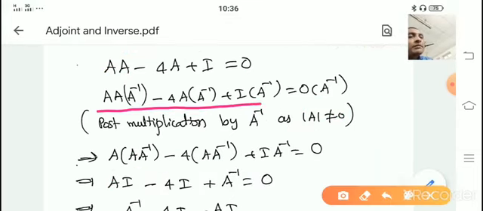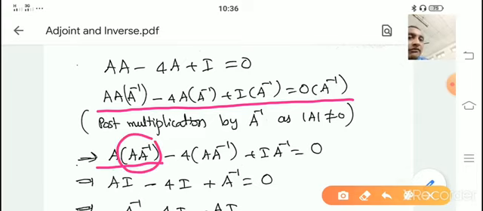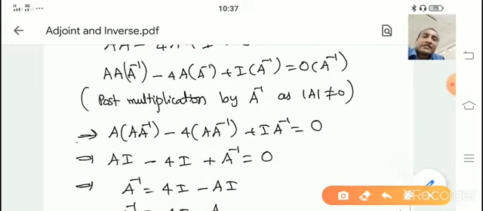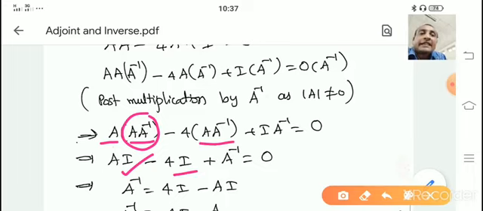After doing the multiplication by A inverse for the entire equation, use the associative property: A into AA inverse minus 4 into AA inverse plus IA inverse is equal to null matrix, since a null matrix into any matrix is the null matrix. AA inverse is I, because a matrix and its inverse multiplied give the identity matrix. Here also the identity matrix, I into A inverse. Identity matrix into any matrix gives the same matrix, equal to null matrix.